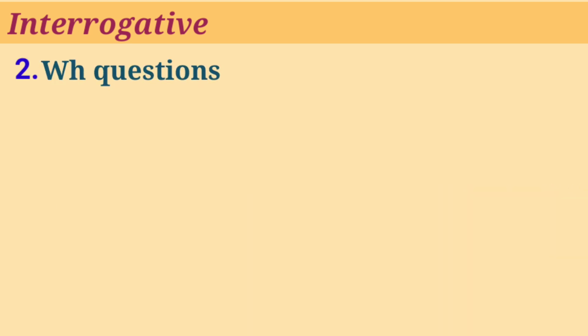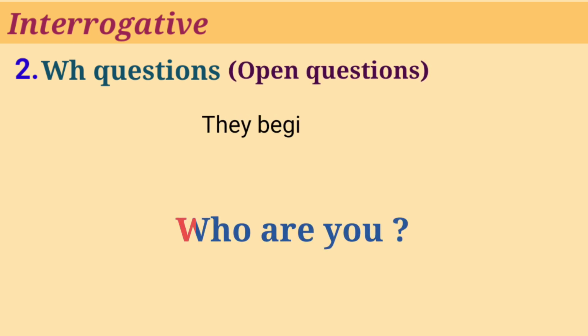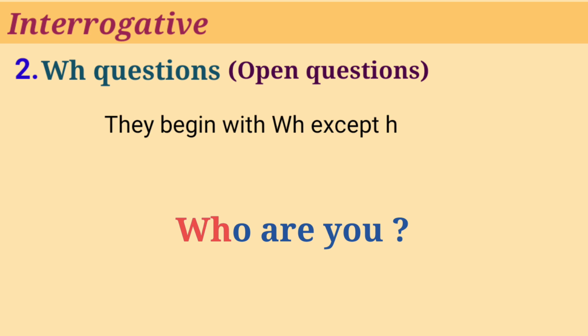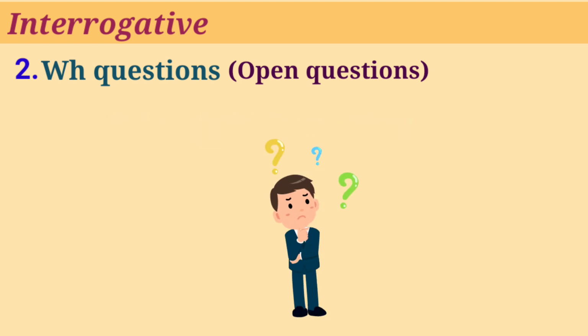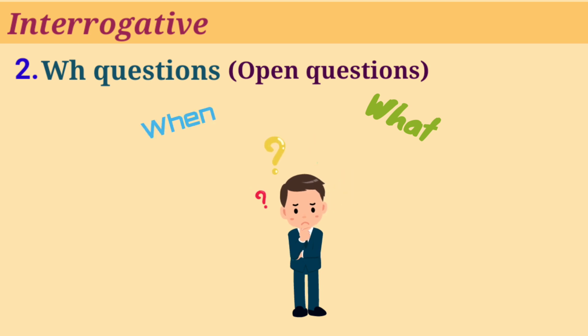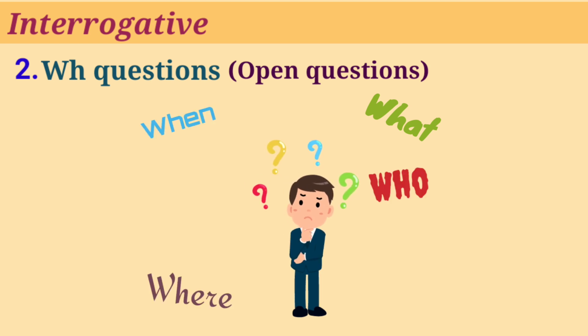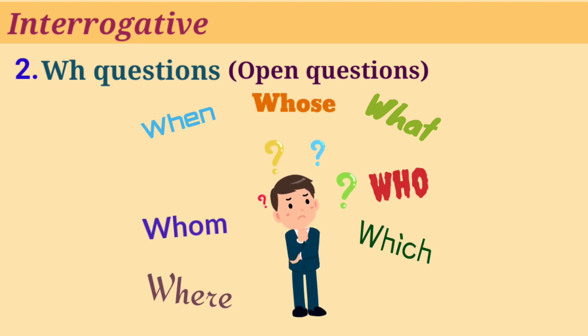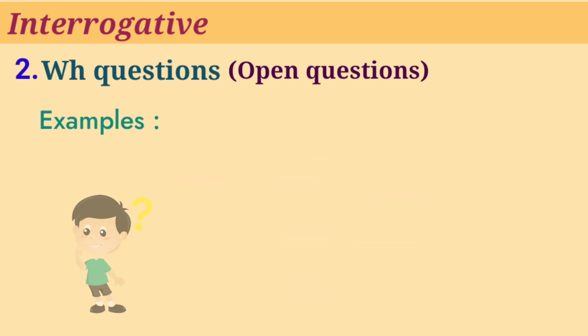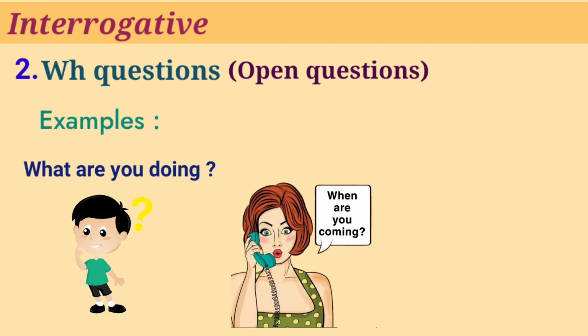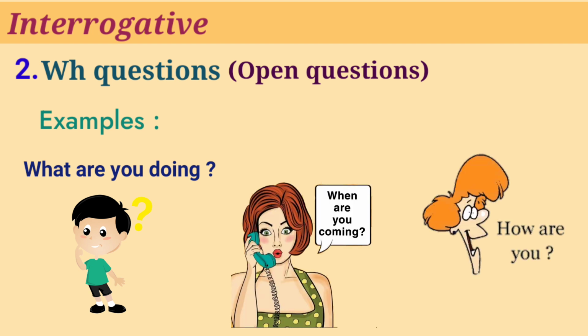WH questions. These are also called as open questions. WH questions begin with WH, with the exception of how. WH questions include what, when, where, who, whom, which, whose, why, and how. Example: What are you doing? When are you coming? How are you?